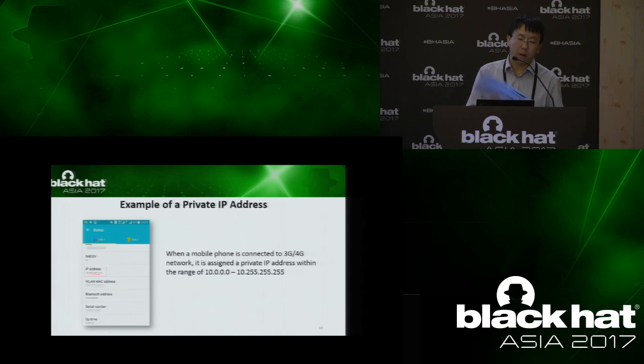When we connect a mobile phone to a 4G network, the mobile phone is actually assigned a private IP address, which you can see here. It's quite small, but it's an IP address within the range of 10.0.0.0 to 10.255.255.255. It's basically the type 1 private address. So this is the reason why we call the 3G and 4G networks an intranet.